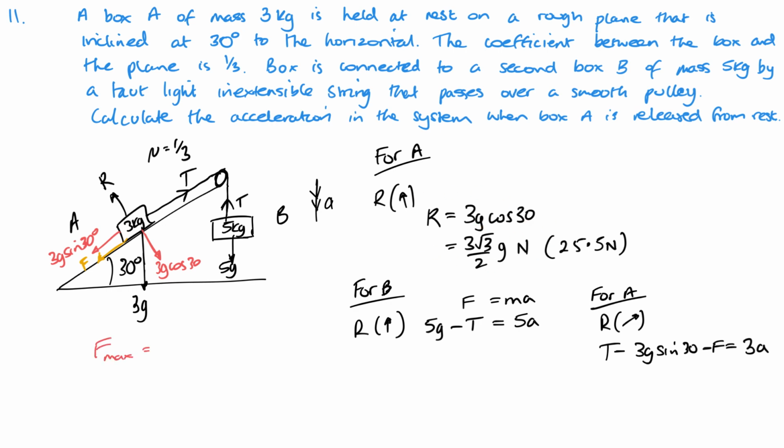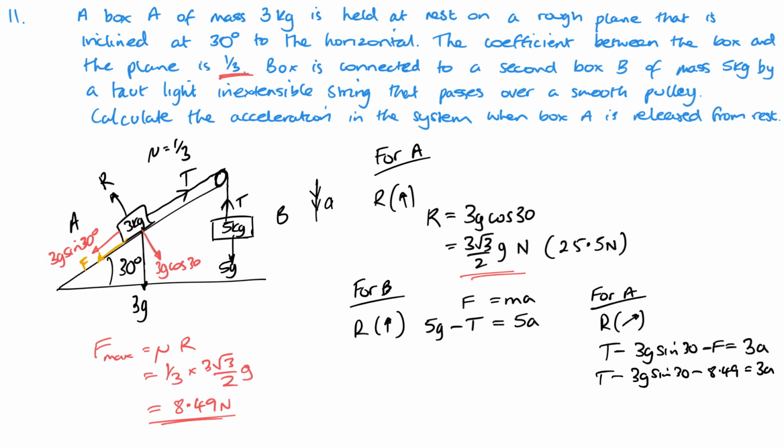Friction, or the max value of friction, is mu times R. Mu, we are told, is 1/3. And R we got here, which is 3√3/2. Not forgetting the G there, as I almost did. And this gives me 8.49 newtons for my friction, which I can then substitute in, giving me T minus 3G sine 30 minus the 8.49 equals 3A, or T minus 23.2. Obviously I'm going to use the full value, not this rounded value.